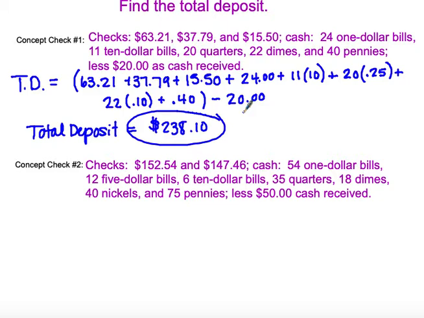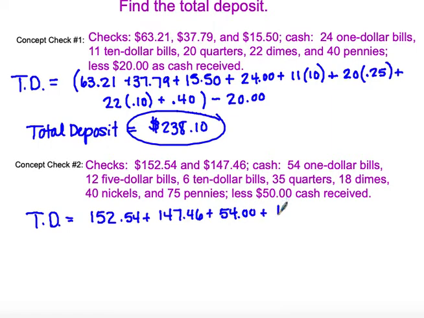In this, we have two checks. So our total deposit is going to have two checks, one for $152.54, one for $147.46. We have 54 $1 bills. We have 12 $5 bills, so that's going to be a multiplication. You can do that now or you can do it all together. Plus you have 6 $10 bills, so we can do that now or we can do that all together.